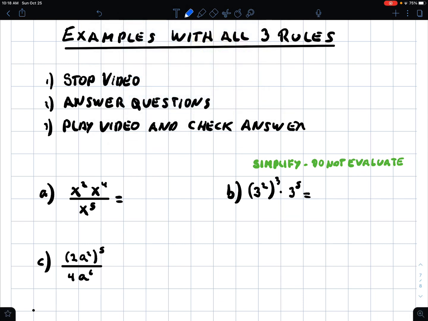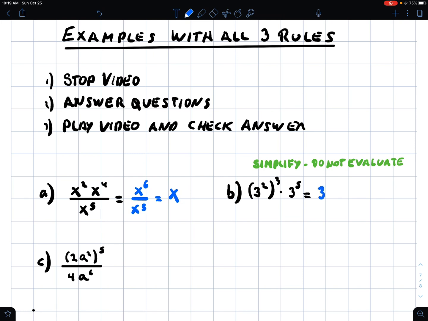Okay. So the first one, we have x to the power of 2 and x to the power of 4. I'm going to say that that's x to the power of 6 divided by x to the power of 5. And x to the power of 6 divided by x to the power of 5, I'm going to have 6 minus 5, it's 1. I don't actually write x to the power of 1, that's redundant. So I only have one x left on top. That's our final answer.